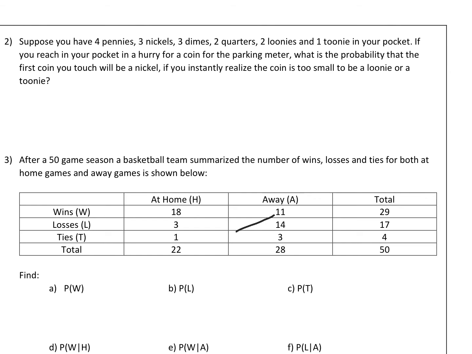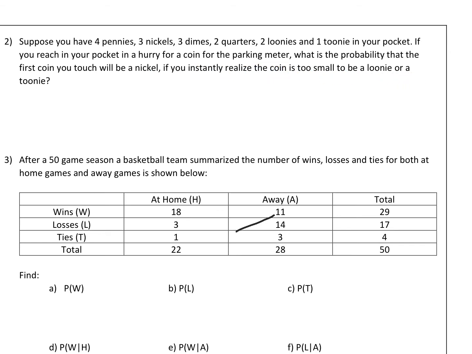Okay, so you have, what is that, 7, 10, 12, 14, 15 coins in your pocket. If you reach into your pocket in a hurry for a coin for the parking meter, what is the probability that the first coin you touch will be a nickel if you instantly realize the coin is too small to be a loonie or a toonie?